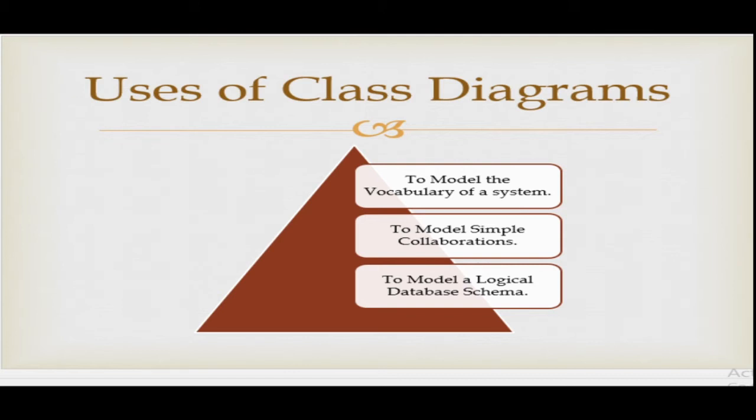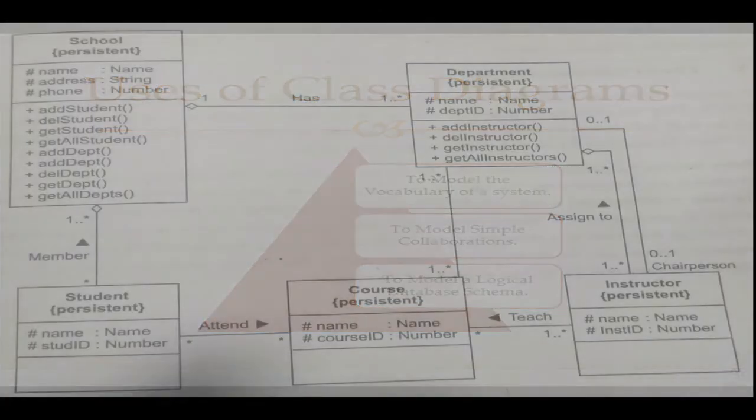And the third use is to model a logical database schema. Think of a schema as the blueprint for the conceptual design of a database. In many domains, we want to store persistent information in a relational database or in an object-oriented database. We can model schemas for this database using class diagrams. So all these are the different uses of class diagrams. Let us move to the example.